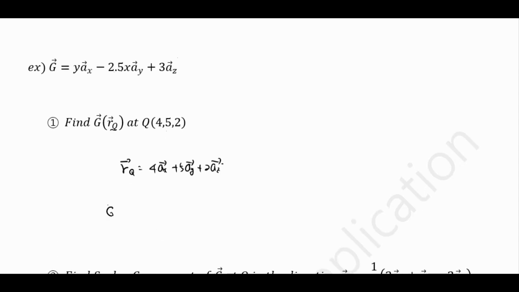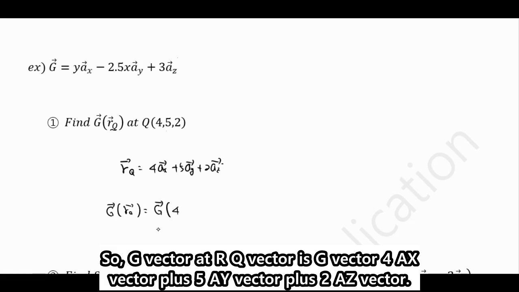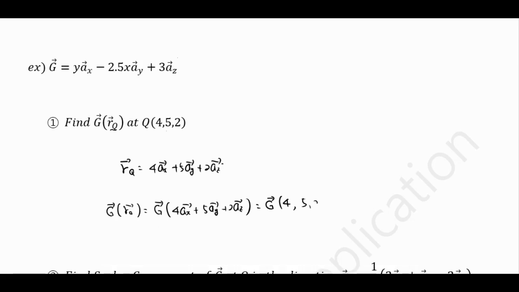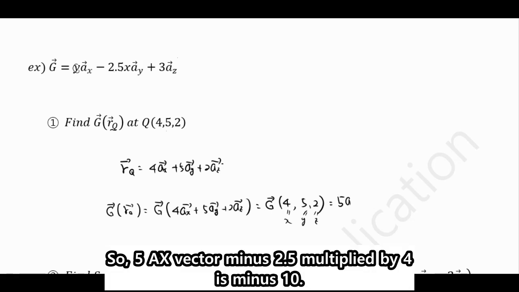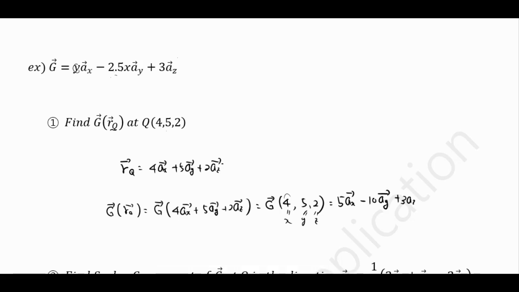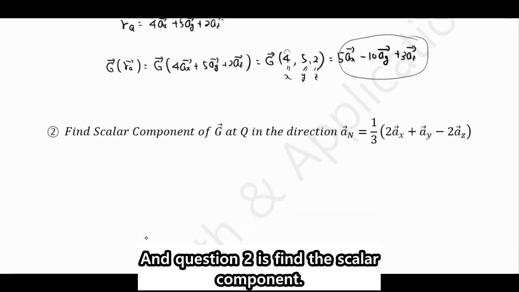So G vector at r_Q vector is G vector at 4a_x vector plus 5a_y vector plus 2a_z vector. It means G vector at (4, 5, 2): 4 is x, 5 is y, 2 is z. Y is 5, so 5a_x vector minus 2.5 multiplied by 4, which is minus 10, a_y vector plus 3a_z vector. This is the answer.